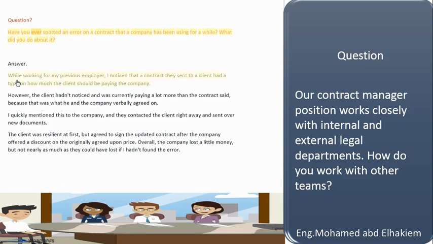Question: Have you ever spotted an error on a contract that a company has been using for a while?